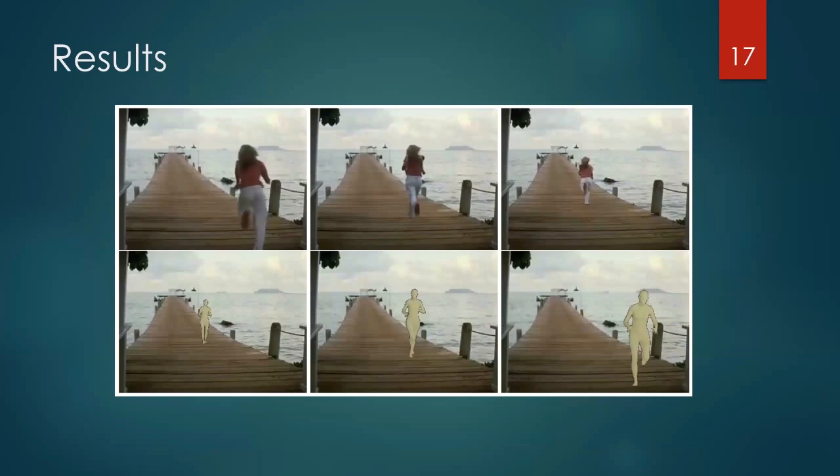So here we have another example. For instance, we have a woman that is running towards the horizon, and we can simply swap the orientation of the person and create a video that is essentially a person running towards the camera.